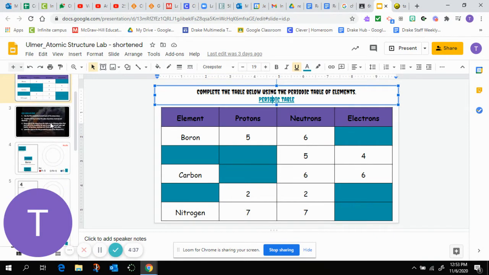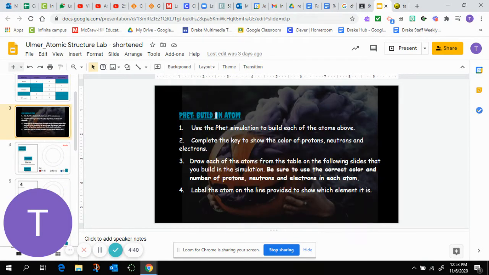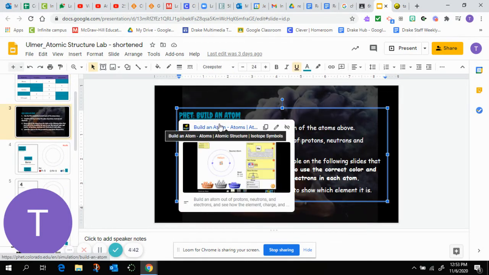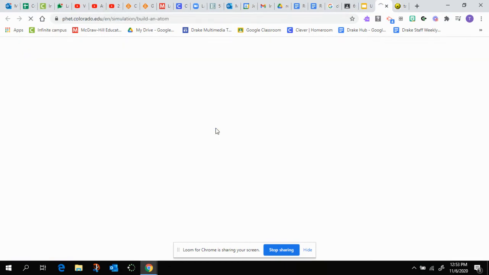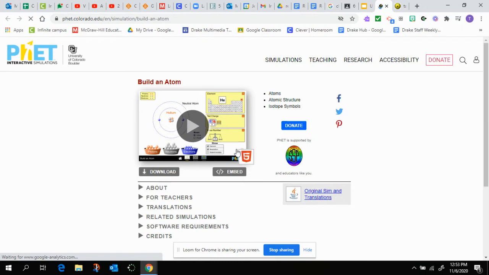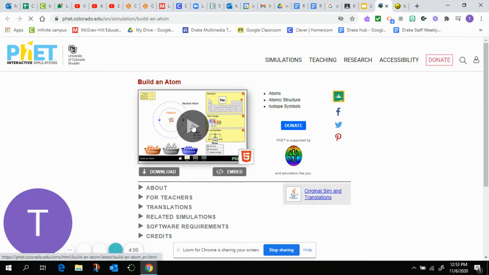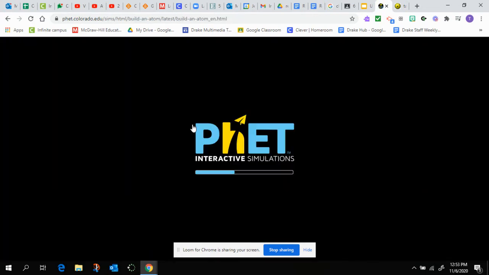Okay, then you move on to the second part. In the second part, you're going to use the build an atom PhET. So you click on that link at the top of this slide. So this is slide 3. When you click on it, it's going to bring you to this page. Click play, and then select the Atom tab.